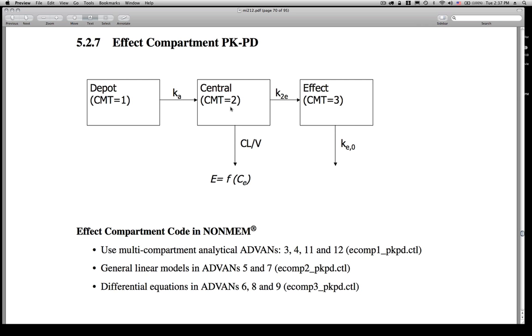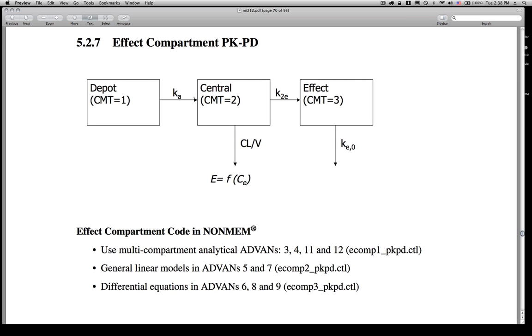The way we model this here is as an additional kinetic component to the system, where K2E is some negligible first-order transfer from the central compartment to the effect compartment. And KE0 is an estimated first-order rate constant that describes the equilibration half-life for the effect compartment. Now, if you look carefully at this, you'll see this looks a lot like the model described in ADVAN4.